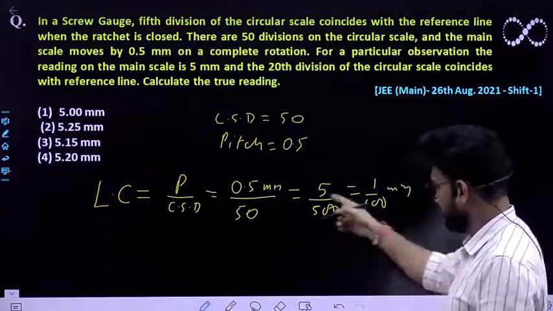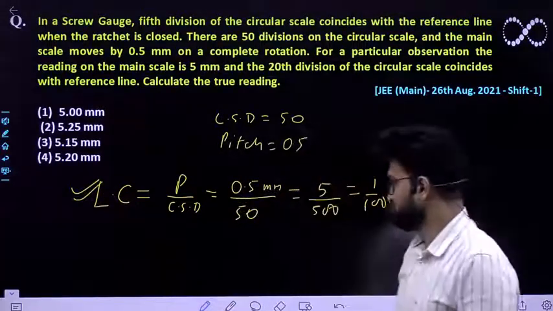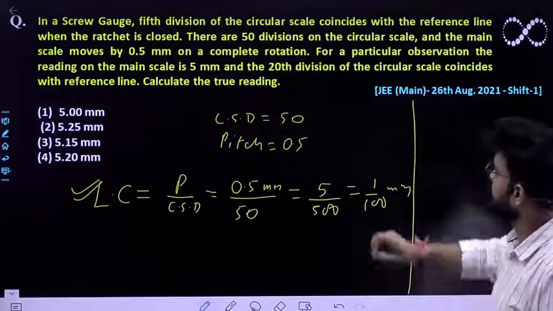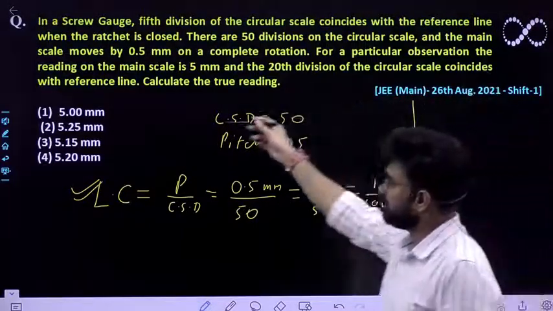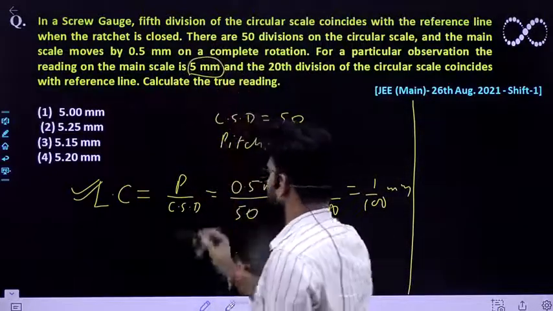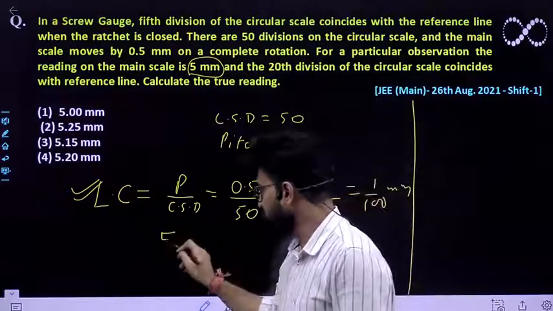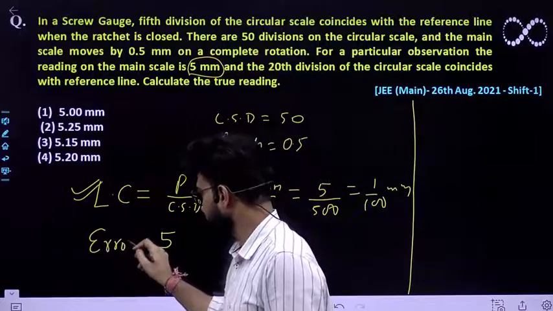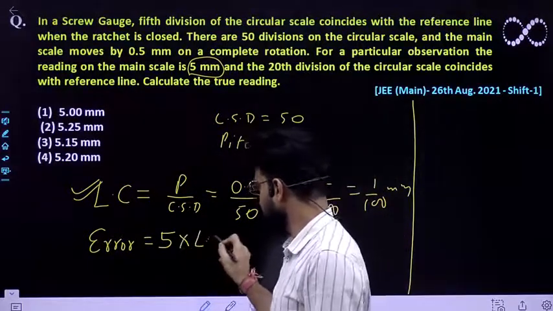Okay, so you can easily find out the least count from this relationship. Now in the second part of the question, it says for a particular observation the reading on the main scale is 5 millimeter. One more thing, the error has been because of the 5 circular scale divisions. So the error can also be calculated by using the relationship 5 into least count.